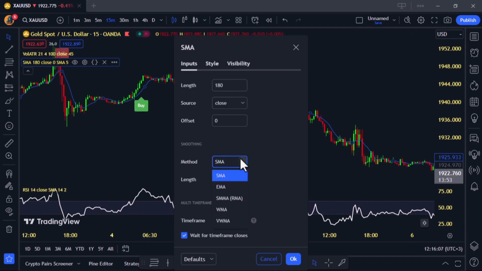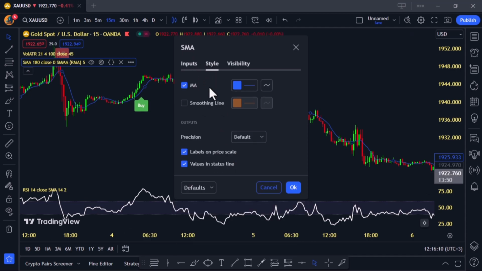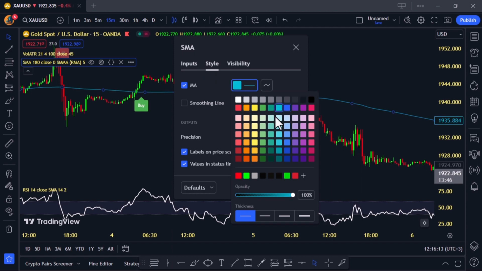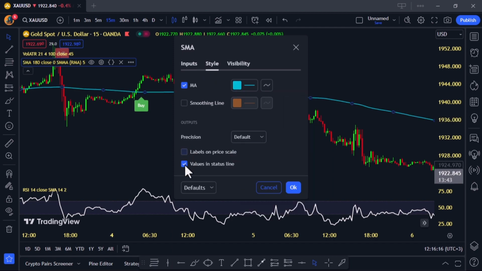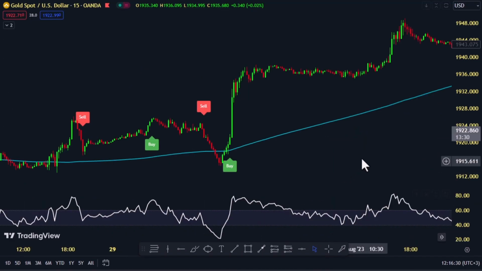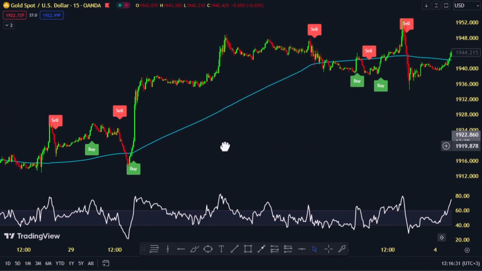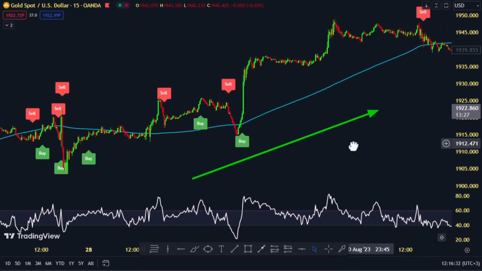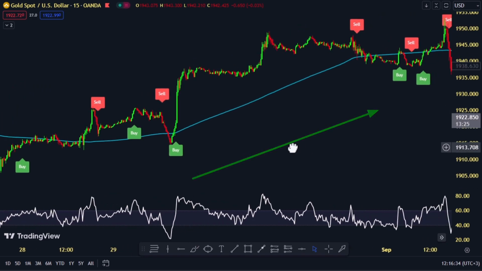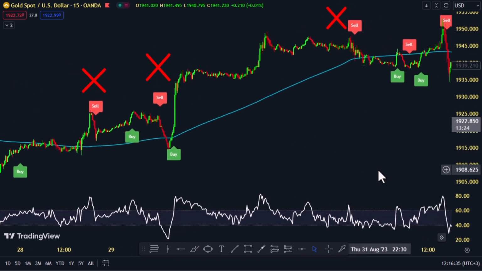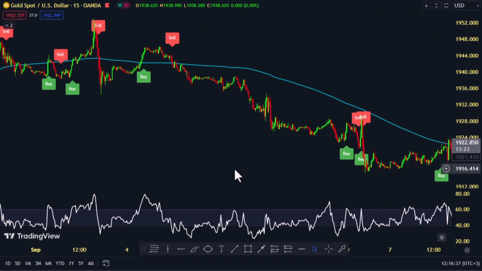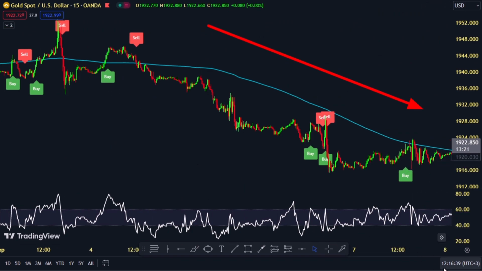The SMA indicator is a powerful tool when used in conjunction with the trend. Trading in the direction of the trend increases our chances of success. So, when the SMA shows an uptrend, meaning the price is above it, we filter out bearish signals and focus on bullish ones for entry. Conversely, when the SMA indicates a downtrend, we disregard bullish signals and concentrate on bearish ones.